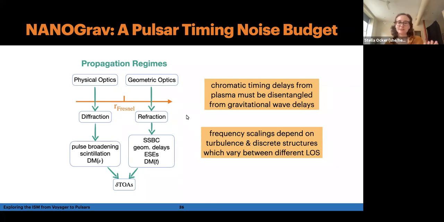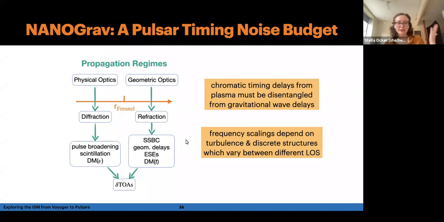This is a rather difficult task, because all of these different propagation effects are dependent on the observing frequency, which is partially to our advantage because gravitational waves are not dependent on the observing frequency. But the frequency dependence of these different propagation effects depends on the properties of turbulence and discrete structures in the ISM, which vary between different lines of sight, which is also very obvious when you consider all of the effects that I've been talking about earlier.